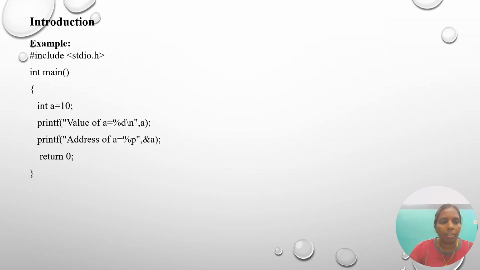This is a small code showing how the pointer variables are used. Here, integer a is assigned some value, that is 10, and in this printf statement, the value of a equal to percentage d. So the value of a is 10. The next step is the address of A is percentage p, that is ampersand of A. Ampersand of A means the address of A.